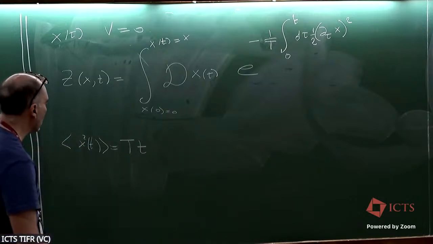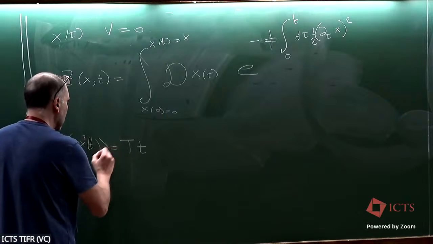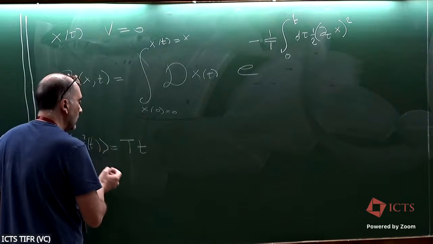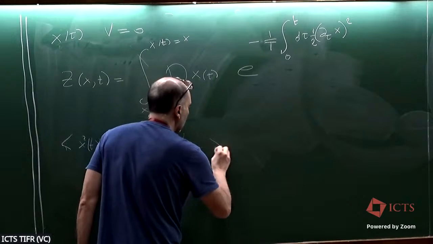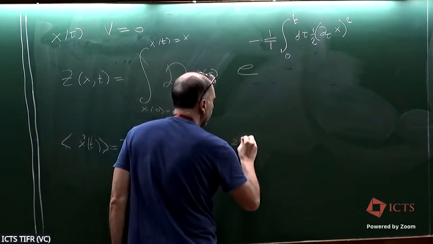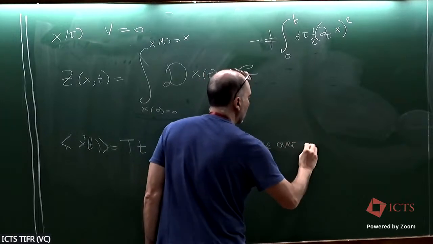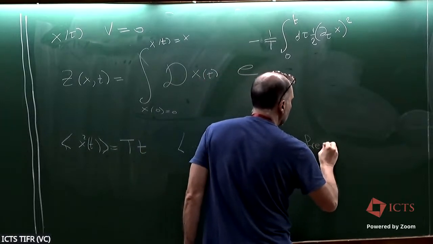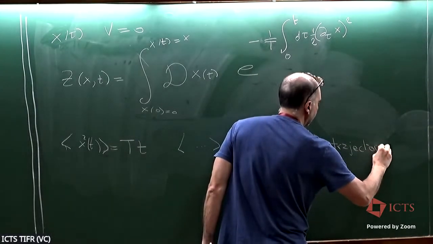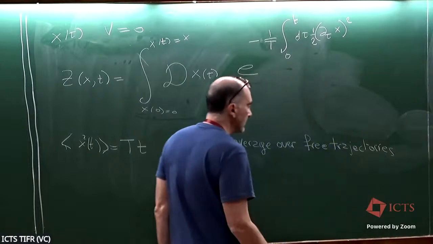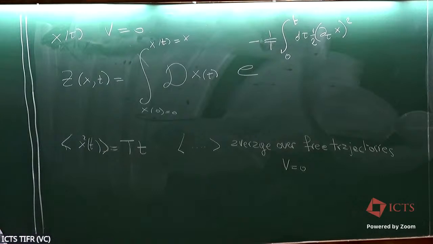And so when I use these brackets like this, I mean the average over all the free trajectories, which means v equal to 0. So really the Brownian trajectories.